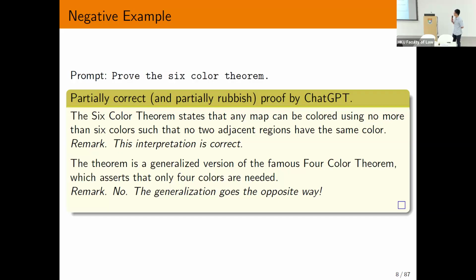Second one: the theorem is a generalized version of the famous 4-color theorem, which asserts that only 4 colors are needed. It is indeed true that for the 4-color theorem, only 4 colors are needed. That much is true. But the assertion that it's a generalization is not true. It is the opposite way. Because if I can do it in 4 colors, I can do it in 6 colors. I do not need 6 colors anymore. But 6 colors do not imply 4 colors.